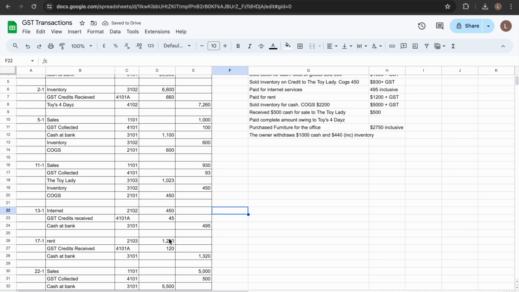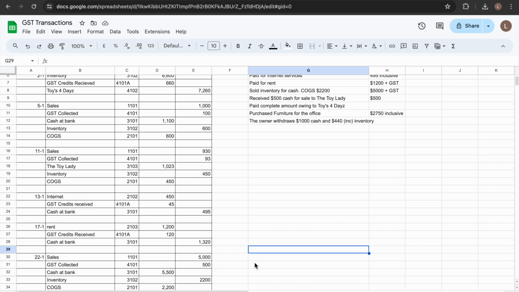Same thing with rent. That's got GST on it because you're buying a product or a service. So I've got that there. It says 1,200 plus GST. So we remember to divide that by 10 in that case because it's not inclusive. And then that answer that we get from dividing it by 10, that'll be the credits received. We add that to the rent, and what that equals will be what comes out of our cash at bank account.